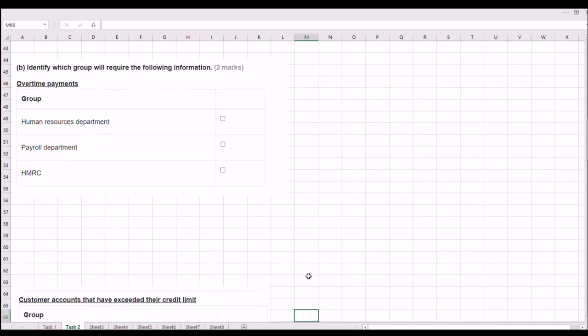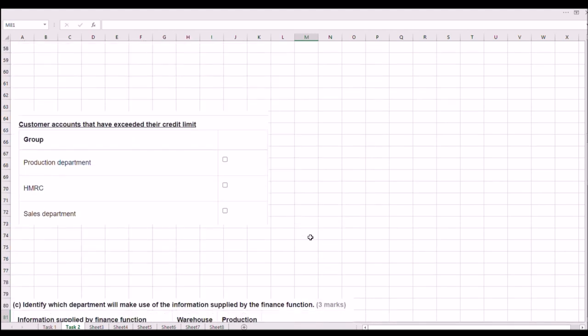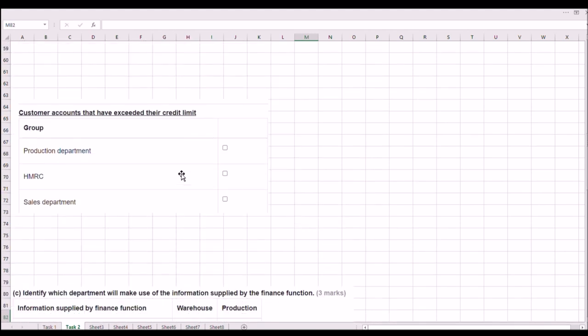Payroll department will need that to process the payroll, and so that will be the answer here, because that's very bean counter. And HMRC couldn't care less whether it was overtime or normal pay. They're just interested in the total payments. So that one's going to be the payroll department, even though in real life, the HR department has a big interest. You're just going to tick one, really. But that's the way this assessment rolls, I'm afraid. You just have to roll with it. As I said, if in doubt, pick the most bean counter answer.